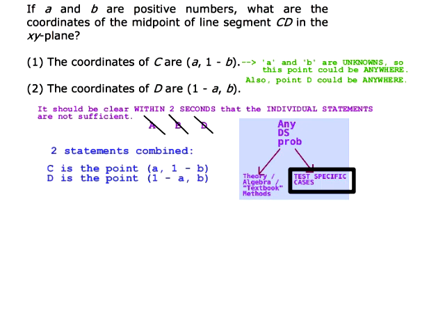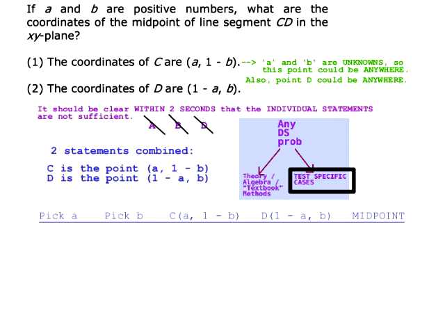Yeah, you give values to A and B, because then once you have A and B, it's going to generate the points C and D. And then you're going to find the midpoint of those. So pick A, pick B, and then point C. C is A, 1 minus B. Then D is 1 minus A, B. And then what's the midpoint?